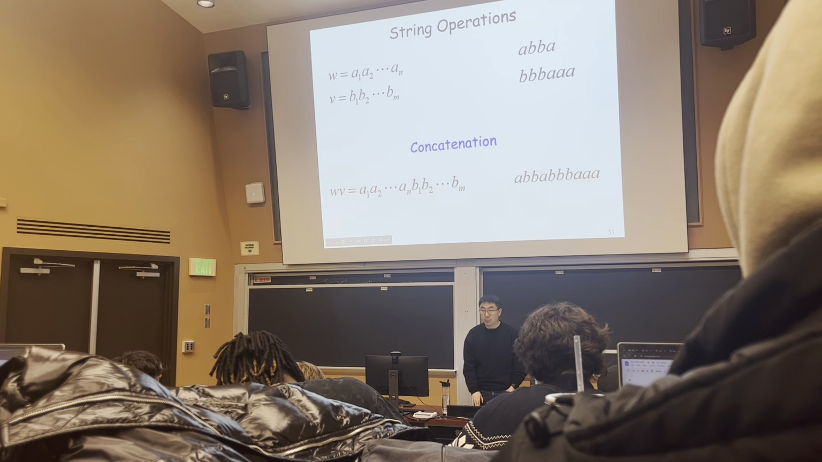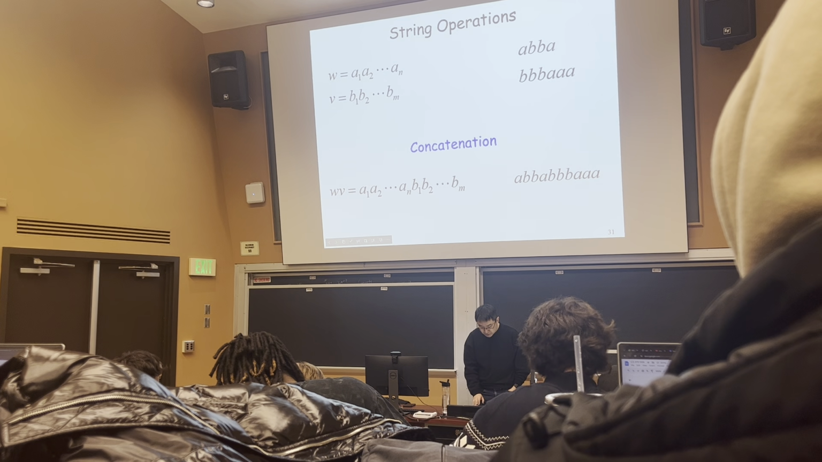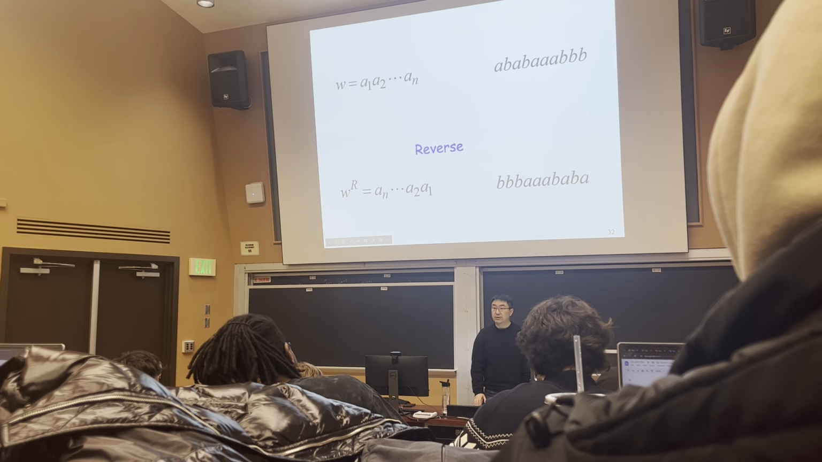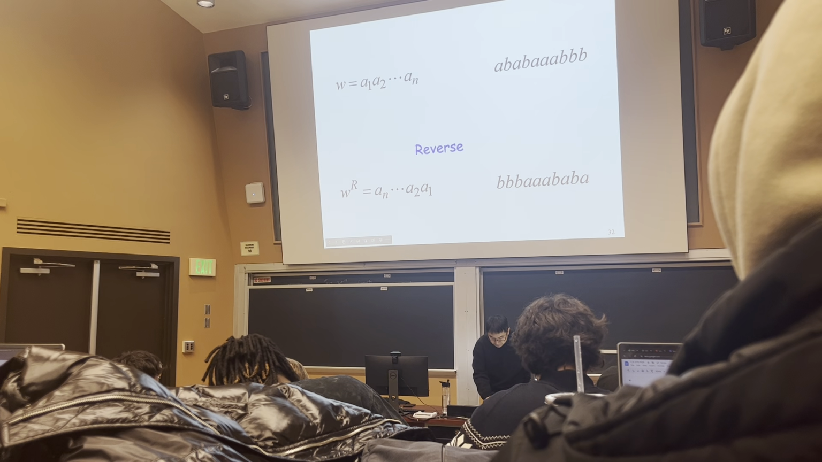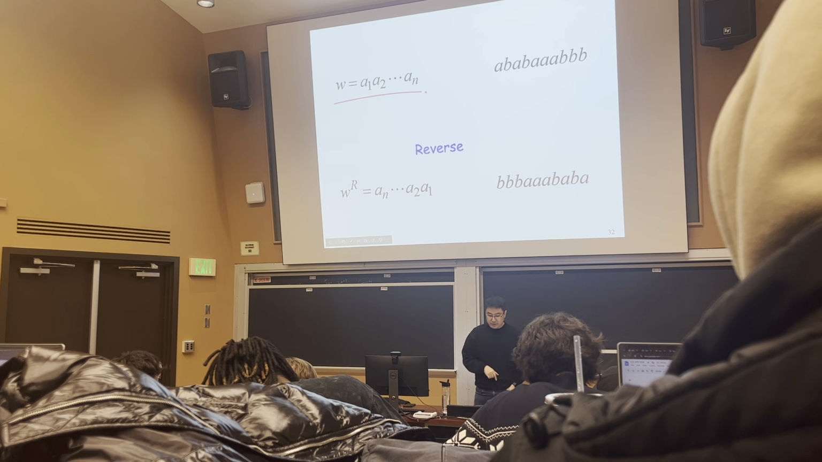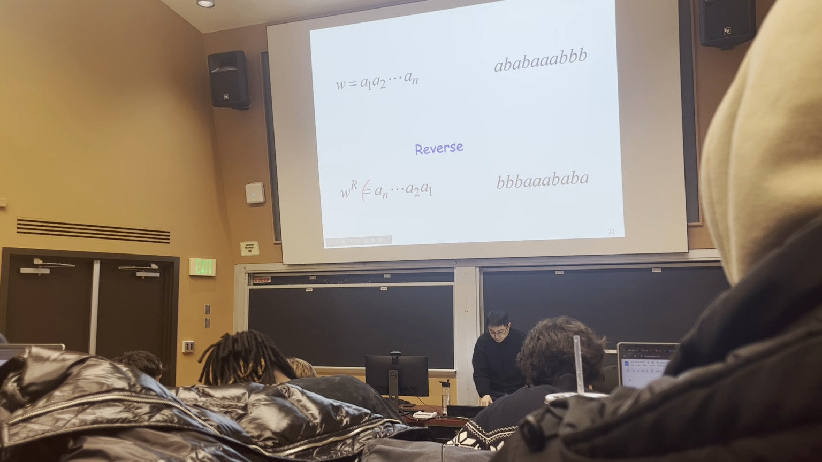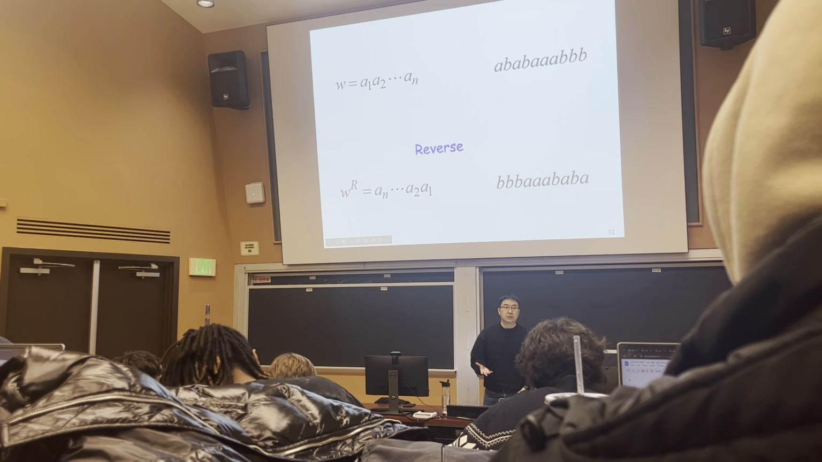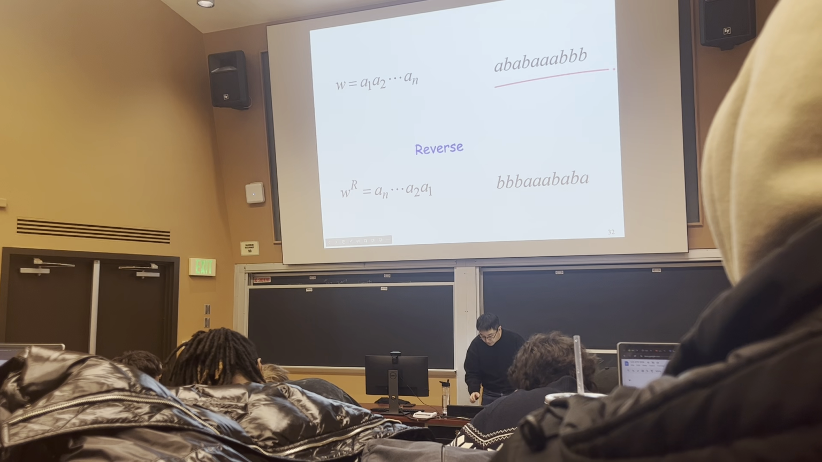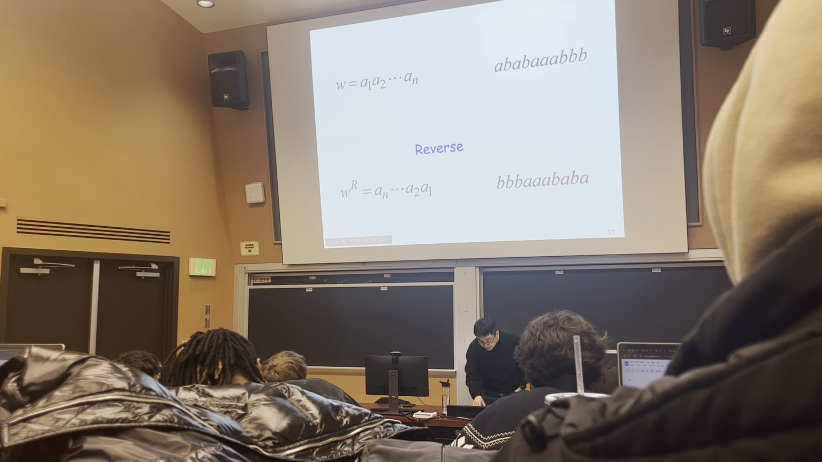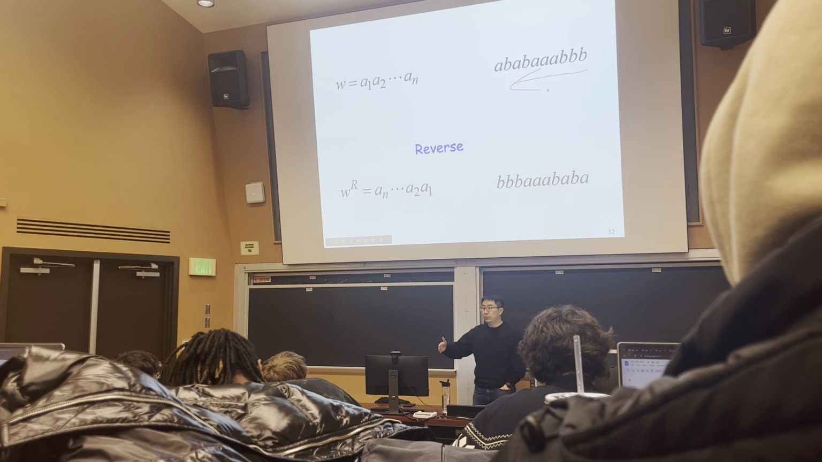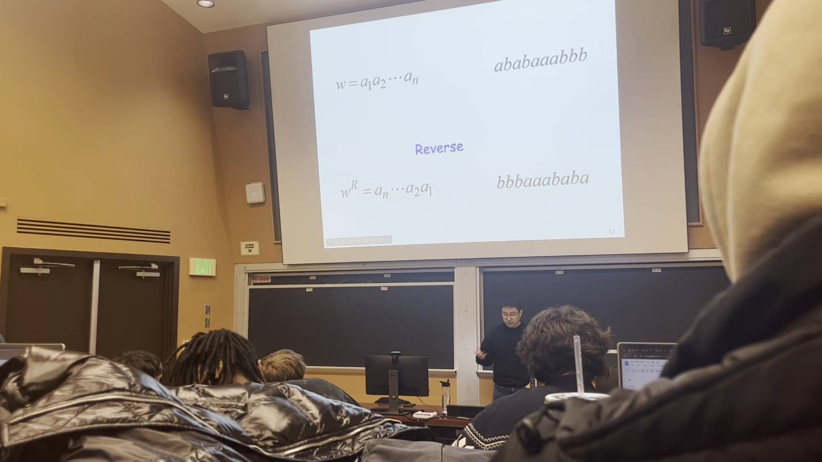Next, we're going to talk about a few of them. Concatenation is one, and reverse is another one. If the string is AAA, dot, dot, dot, a number of A's, the reverse will be the same, right? It's the same. For another example, ABABAABBB, the reverse will be BBBAAA, and so on. You're reading it from the right. So that's the reverse of it.